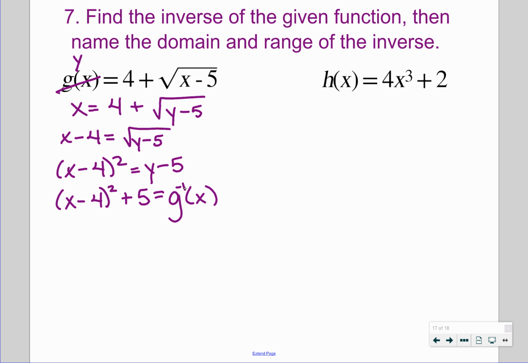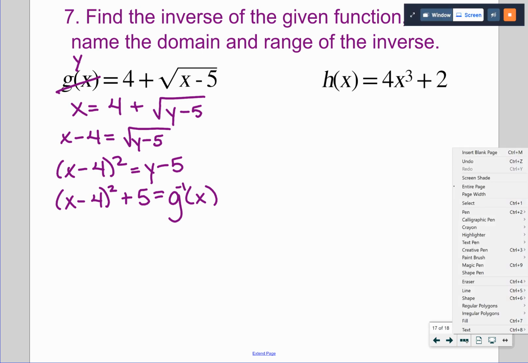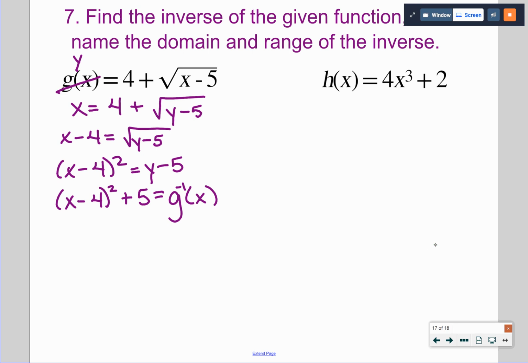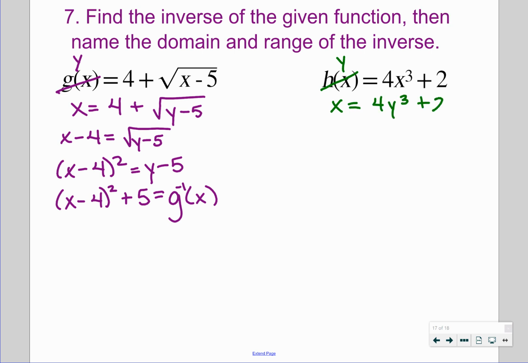Okay, we'll come back to domain and range in a minute. Let's go ahead and do the other one. H of x, I'm going to replace with the y. Switch my x and y. X equals 4y cubed plus 2.